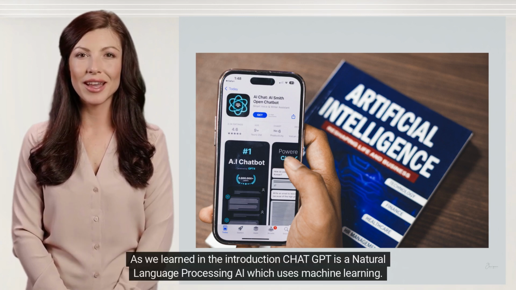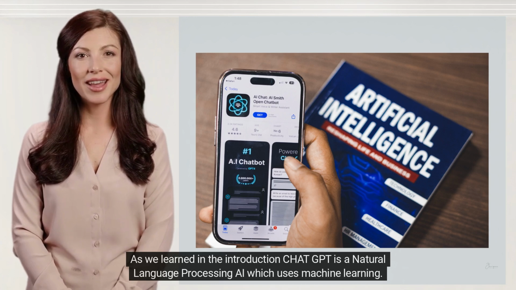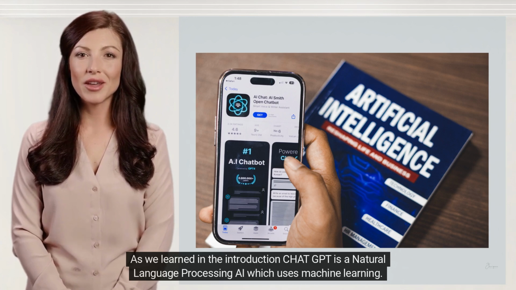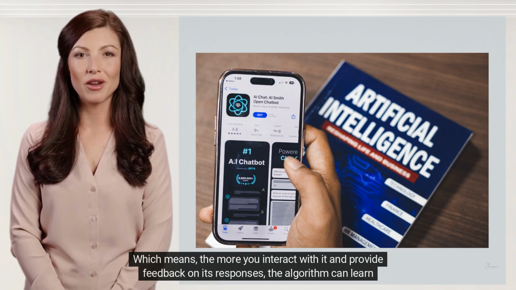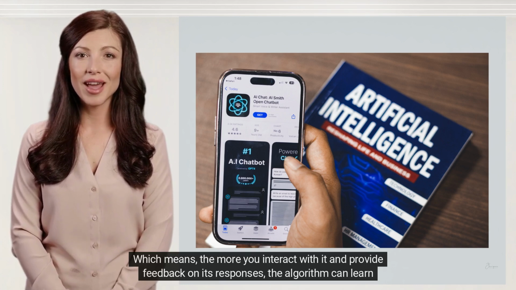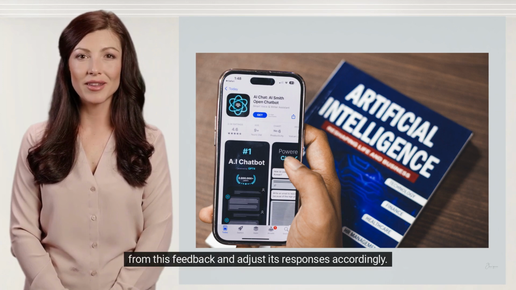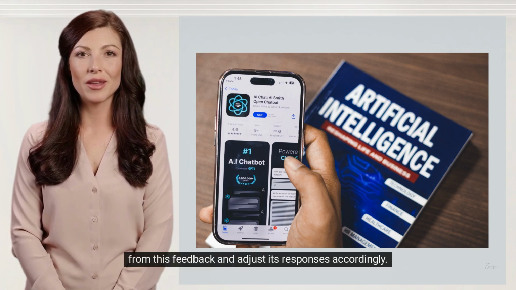As we learned in the introduction, ChatGPT is a natural language processing AI which uses machine learning, which means the more you interact with it and provide feedback on its responses, the algorithm can learn from this feedback and adjust its responses accordingly.